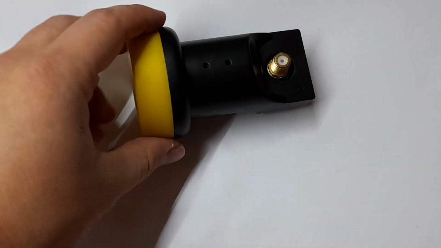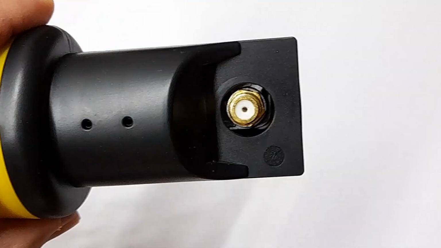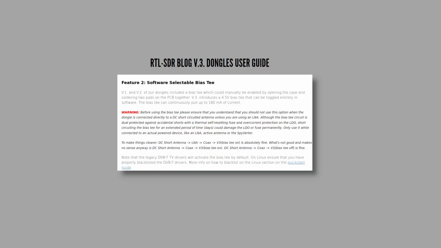Before we can start receiving anything, we have to supply power to the LNB. This is done by sending direct current to it from the receiver side over the coaxial cable. Some SDRs are equipped with a circuit that does exactly that, called the bias T, however those are usually limited to 4.5 volts and not very high currents, whereas a standard Ku-band LNB expects either 13 or 18 volts.